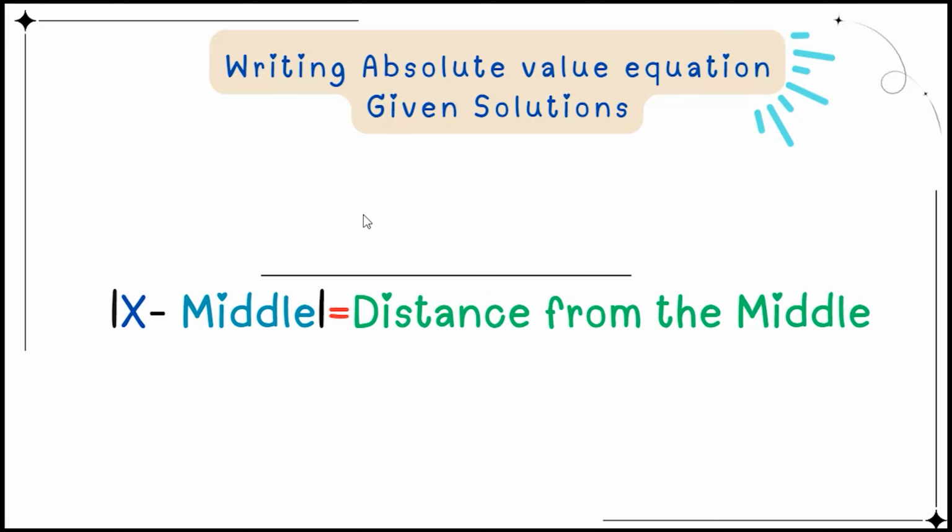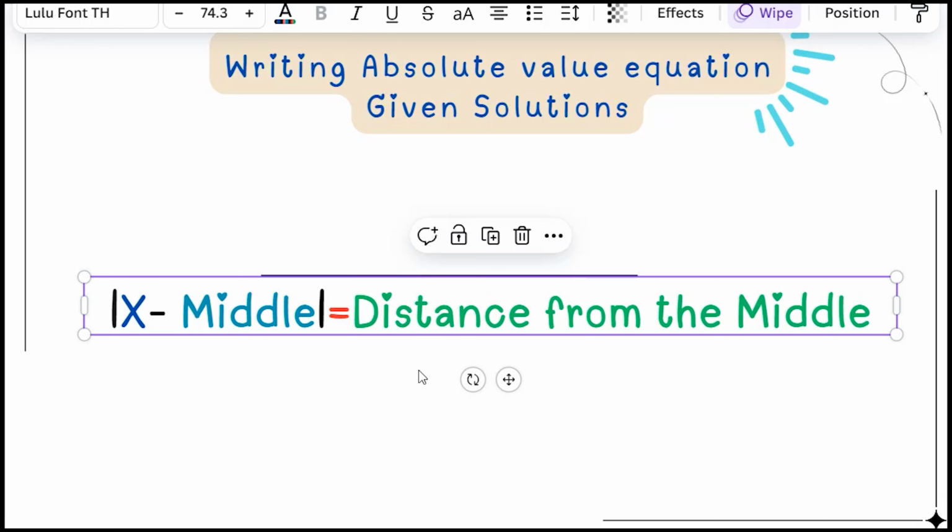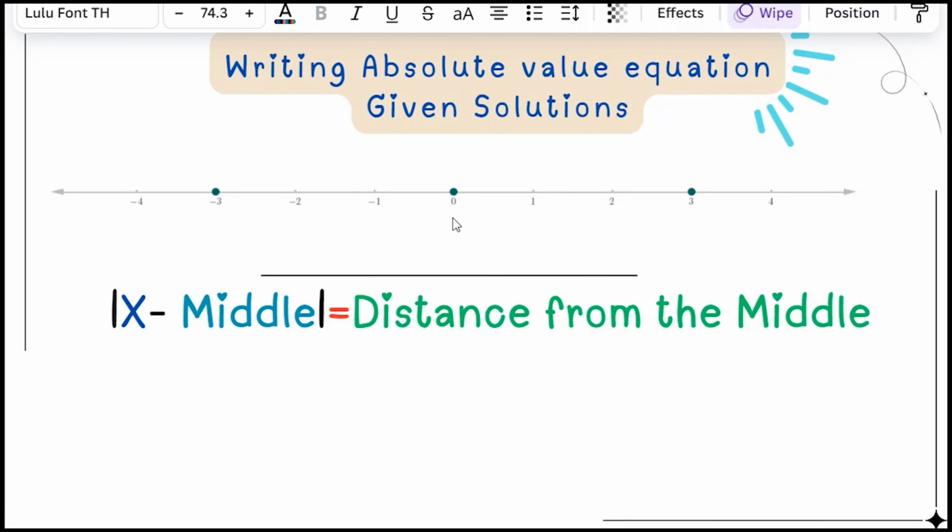If we need to write an absolute value equation for 3 and negative 3, first we need to find the middle point. Let's draw a number line. Where is the midpoint between negative 3 and 3? The midpoint is 0. Then we write here the middle is 0. Then we write absolute value of x minus 0 equals.